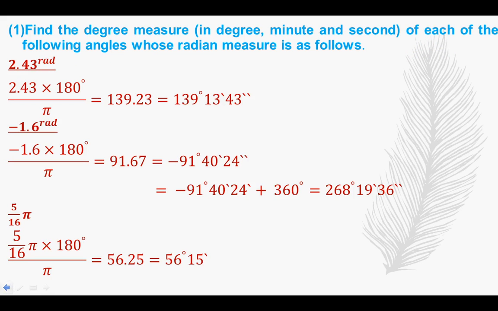Find the degree measure in degrees, minutes and seconds of each of the following angles whose radian measure is as follows. Here we have 2.43 radian, and we want to convert 2.43 radian to degree measure.